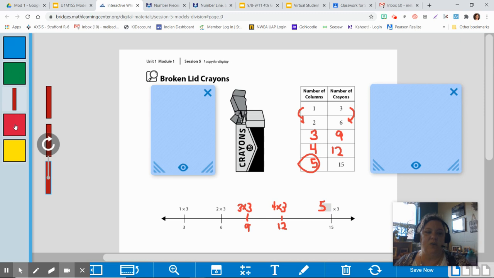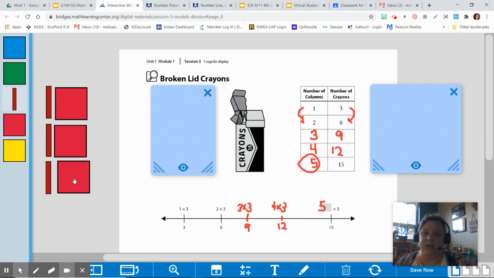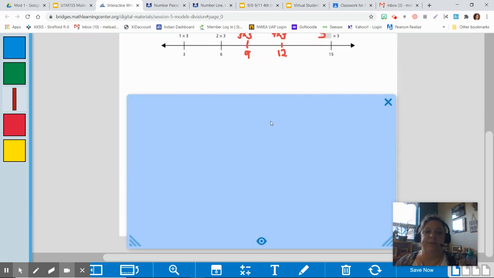That would just show it on the outside, because sometimes we're not going to want to build all of this, but we still want to know what we're talking about. So that would be the 3. But then, I've got 1, 2, 3, 4, 5, 6, and I would need to build it all the way to the total number of crayons, which is 15. All right, so let's come down here.